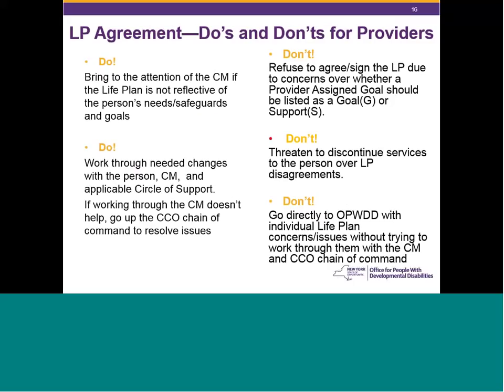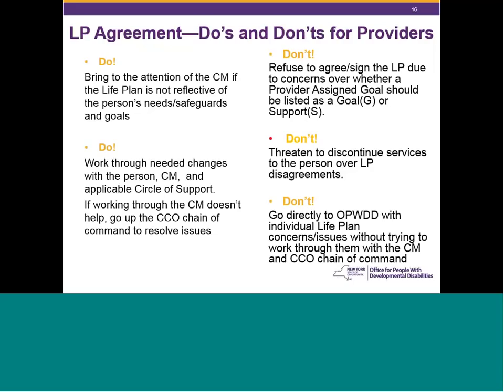So bring to the attention of the care manager, remember this is from the provider perspective, that the life plan is not reflective of the person's needs and safeguards and goals. So in the same way that we're saying to you, let's make sure that we have good discussions and agreement and understand what we think is most meaningful and important to the person and what safeguard needs they have, we're saying to the providers, if you think something's wrong, discuss it during the life plan meeting. Don't wait till later and then not agree with the plan. That's the opportunity to really look at this and have a good discussion and resolution where there might be differing opinions. Do work through needed changes with the person, care manager, and applicable circle of support.